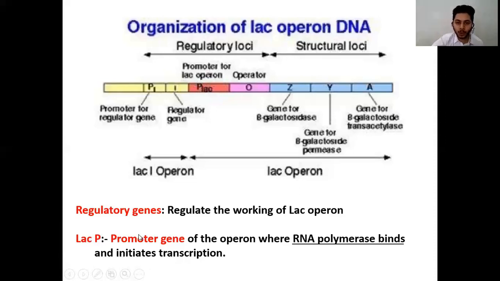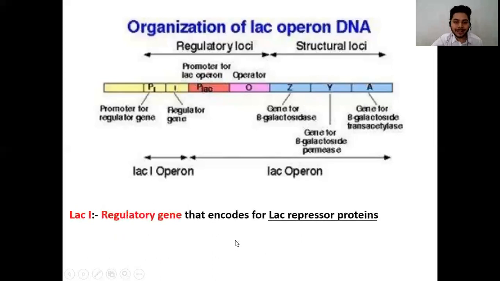Now you already know what the promoter gene is responsible for. The promoter gene is basically a site where the RNA polymerase is going to bind, and it is going to initiate the process of transcription by transcribing my structural genes. So my RNA polymerase is going to bind to the promoter and begin the transcription of my structural genes.